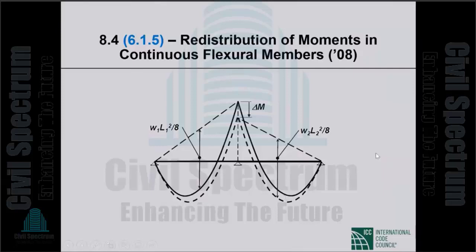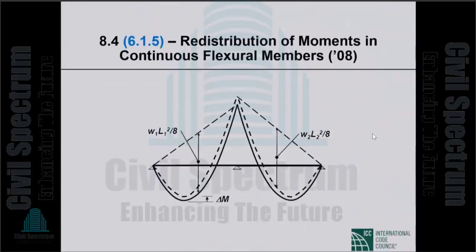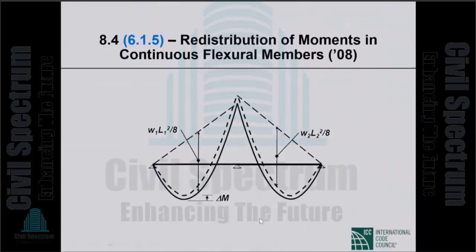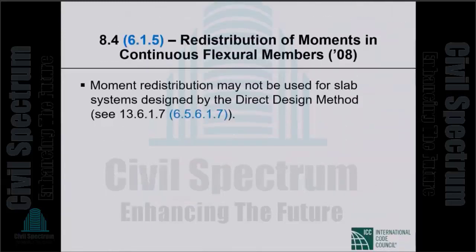positive moments will increase. But unlike in older times, we are also allowed to decrease the positive moment by the same delta sub m, in which case we will end up with more negative moment. It depends on the situation you are facing. If you want to decrease the negative moment, you will take a redistribution on the negative moment. If you want to decrease the span moment, you will decrease the span moment and the negative moment will go up. Both are allowed.